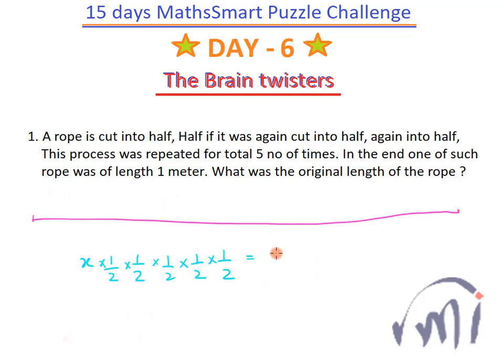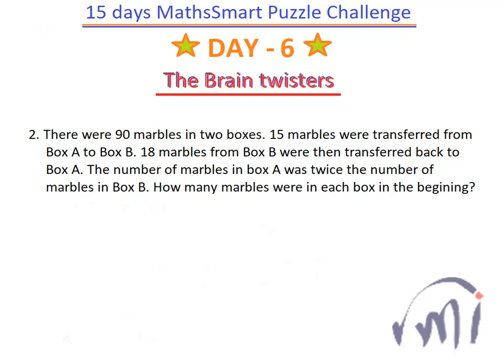So this is equal to 1. So x by 32 is equal to 1, or I can say x is equal to 32 meters. So this is the solution for the problem number 1. And now let us solve the second problem.